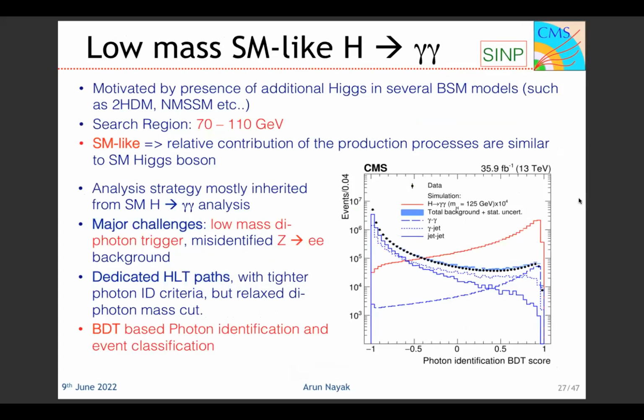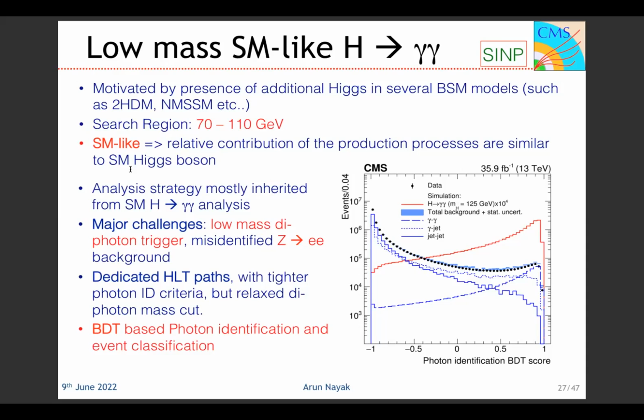Okay, then I come to a low mass standard model-like Higgs to gamma gamma search. This search is motivated by the presence of additional Higgs bosons in several BSM models like the two Higgs doublet model, NMSSM, and so on. The search region is from 70 to 110 GeV, mostly restricted by the trigger, that you can trigger an event. It is standard model-like because the relative contributions of the production processes are assumed to be similar to those of the standard model Higgs. That's why it's called the standard model-like search.